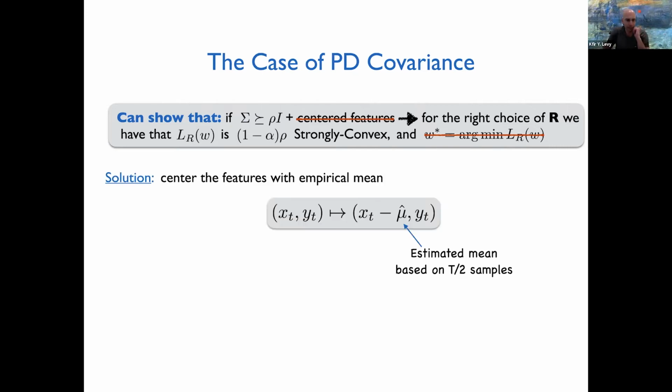So still, what can we do here? The solution that we came up with is a very simple one. Instead of working with the original features, we should actually center the features. How do we center them? We use some of our data, say half of our samples, to get an estimate of the mean of the features. This is denoted here by mu hat. And then, instead of using the original samples, we use the centered samples.